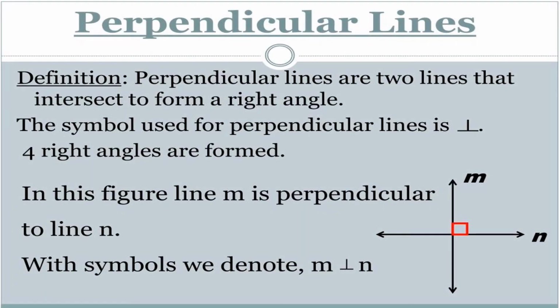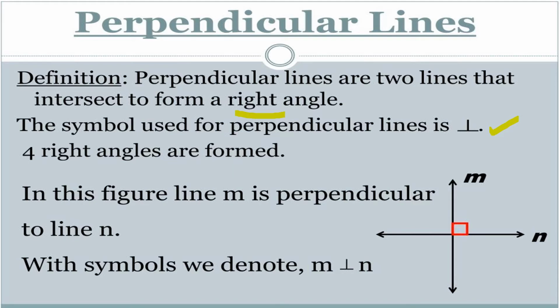In this class, let's learn about perpendicular lines. Perpendicular lines are two lines that intersect to form a right angle. The symbol used for perpendicular lines is an upside-down T. So in perpendicular lines, there are four angles.